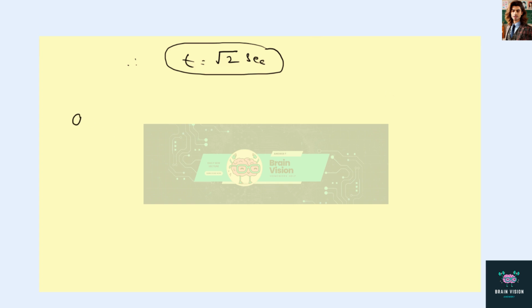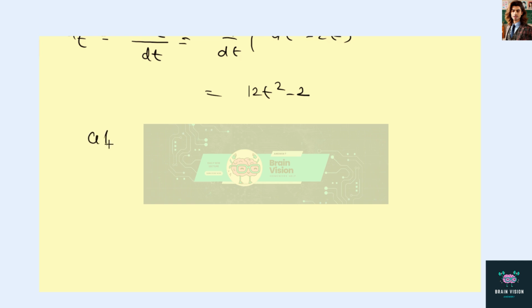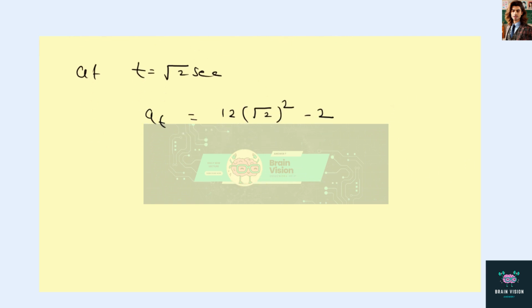So we can say that acceleration is given by the rate of change of velocity, that is dv by dt. So we have to differentiate the above relation, that is 4t cube minus 2t. So this will come out to be 12t square minus 2. Now we put here the time, that is t is equal to root 2 second. So the acceleration is 12 into root 2 square minus 2. So this will come out to be 22 meter per second square.